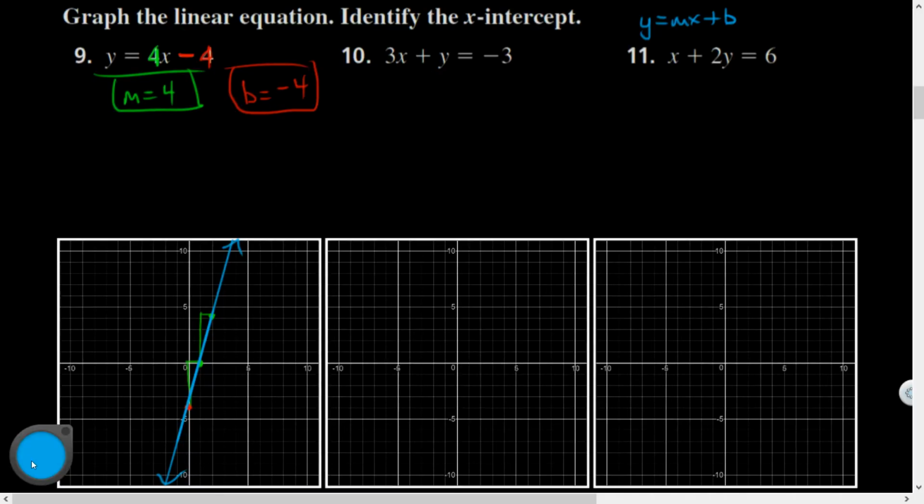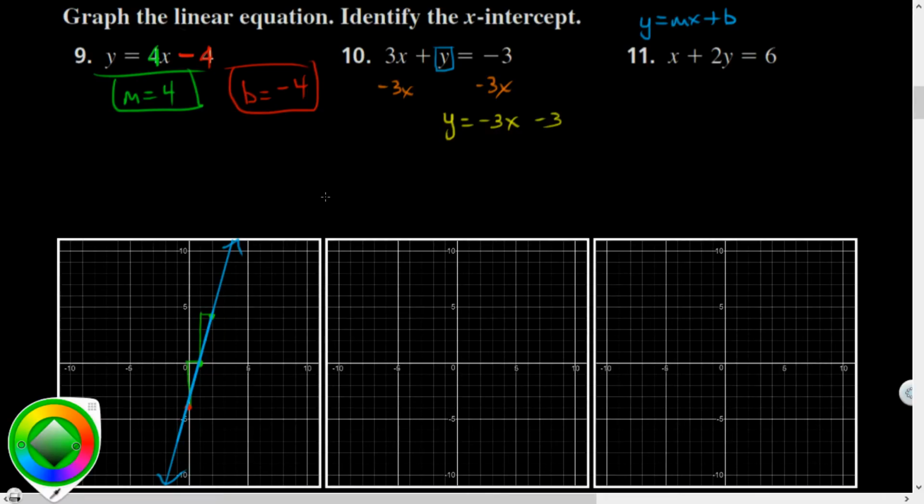Question 10, what should I do? This is not in y equals mx plus b. I need to solve this for y. How do I do that? Right, Amity, you agree that this -3 should already be away from the y. How do I move the 3x? I agree. Subtract 3x from both sides. So in slope-intercept form, y equals -3x minus 3.